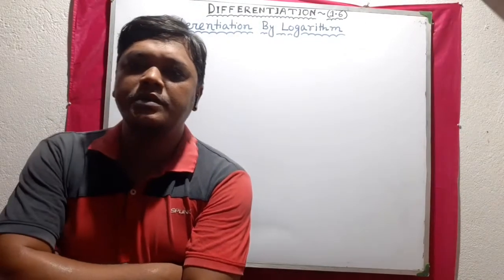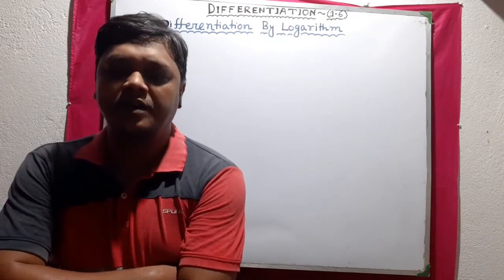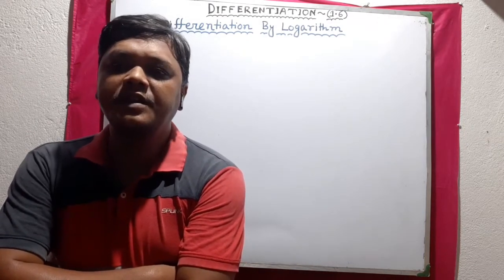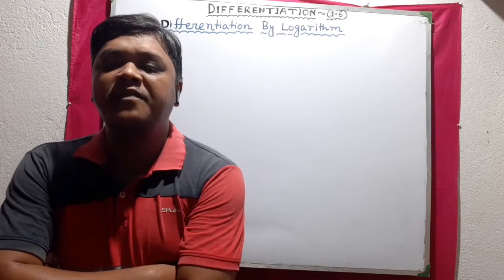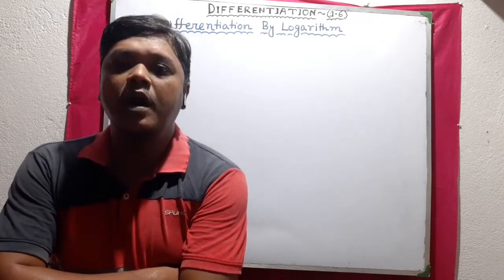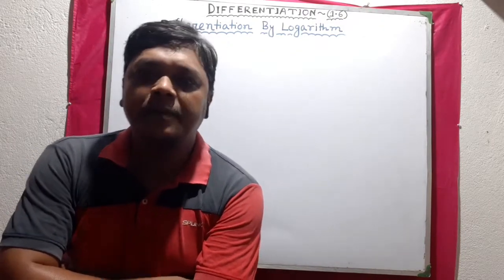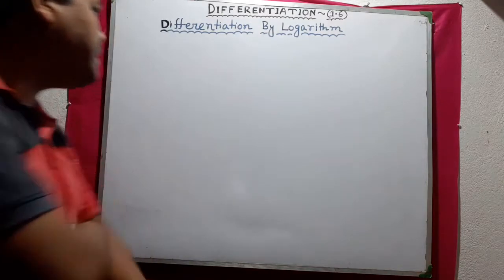In this part, we shall discuss the derivative of the logarithm type function. First, the function is given to you and it is of the form f(x) to the power g(x). Then you take the logarithm and then differentiate it. That's why the chapter name is differentiation by logarithm.